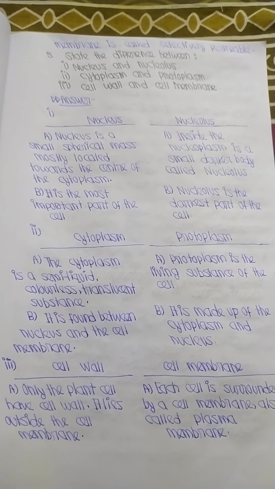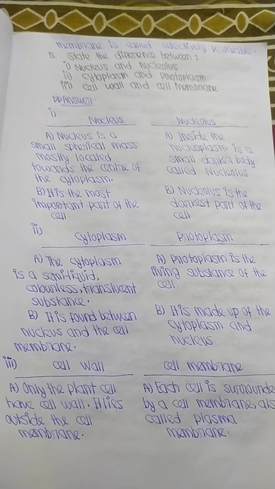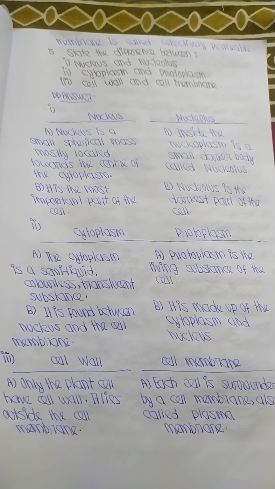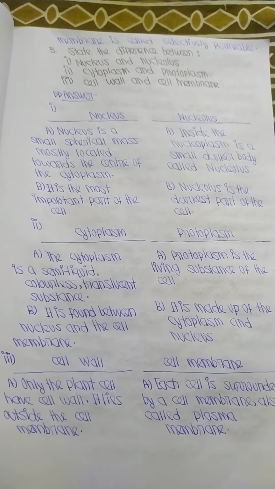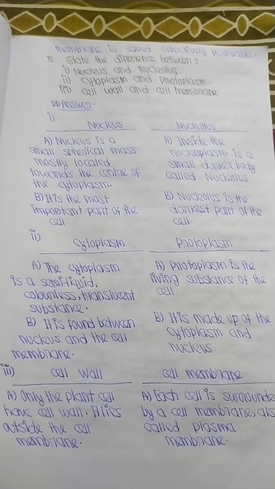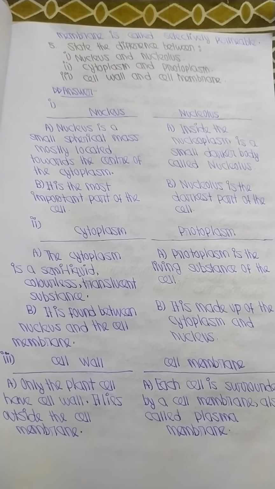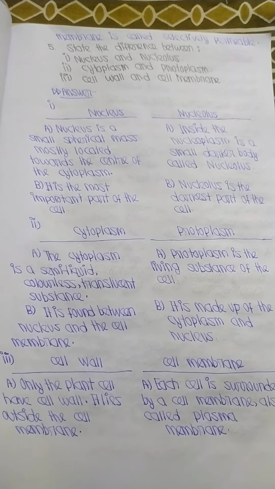Now come to the next question. Number 5. State the difference between number 1, nucleus and nucleolus. Number 2, cytoplasm and protoplasm. Number 3, cell wall and cell membrane? Answer number 1, nucleus and nucleolus.